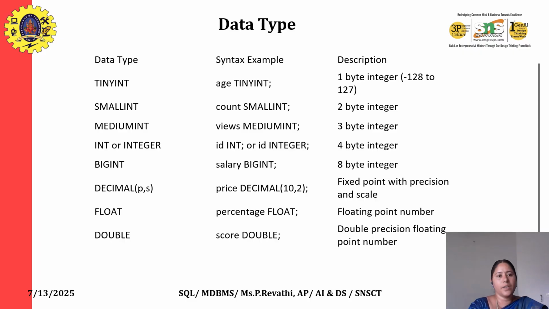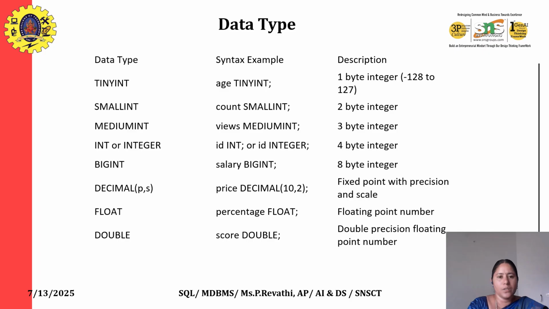What are SQL data types? An SQL data type defines the kind of data that can be stored in a column of a table. For example, numbers, text, date, etc. Here are some of the data types. TINYINT: syntax for a tinyint is age TINYINT. The size for a tinyint data type is a 1-byte integer.